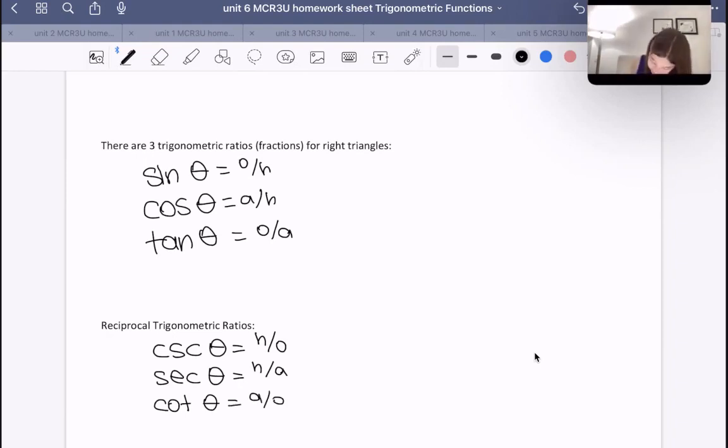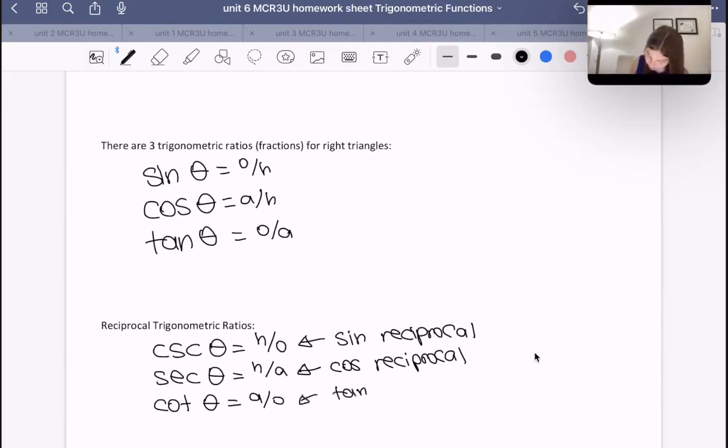So CSC is related to sine. Secant is related to cosine. And cotangent is related to the tangent. So it's good to take note of these. However, these aren't really, solving wise, necessarily as crucial, but still it is important to know them. They're just not as important as the primary trig ratios.